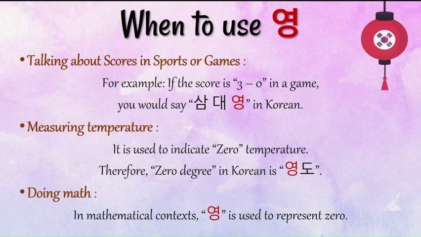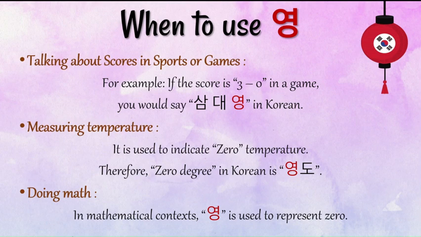First comes young. Let's talk about when we have to use young while talking about Korean numbers. The first usage is when you're talking about score in sports or games. In various sports and various games we calculate score. Then young is used to denote 0.